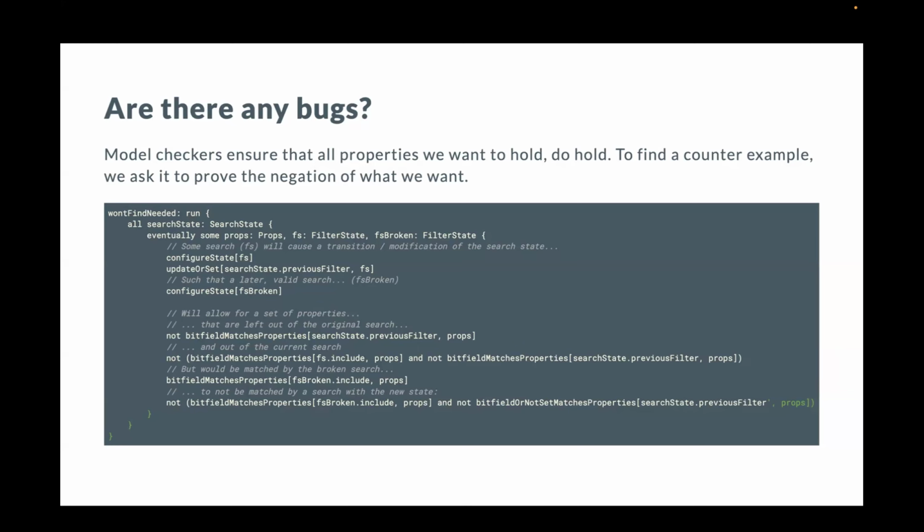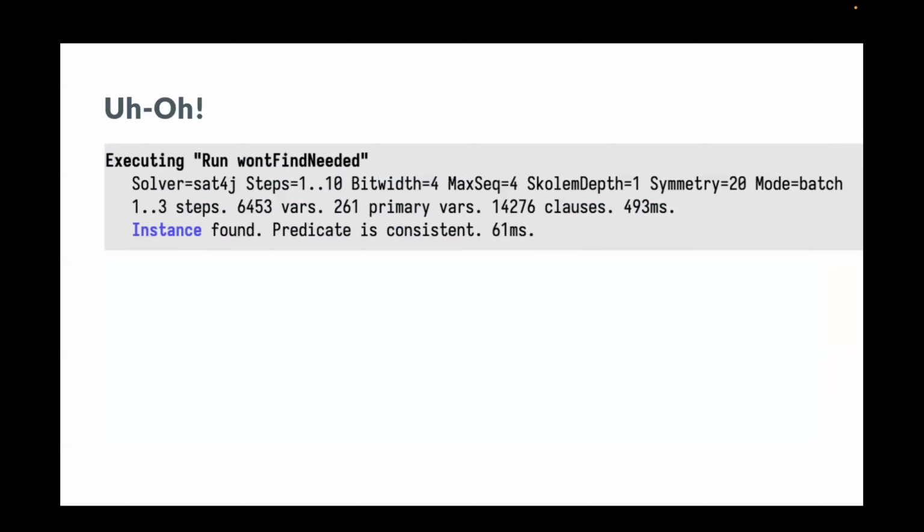So basically this really long logical formula says, if you make several searches using this stateful mechanism, then after a few searches, you will have another search that will occur and come up empty, even though it shouldn't have come up empty because you broke it. And unfortunately, Alloy found an instance of this.